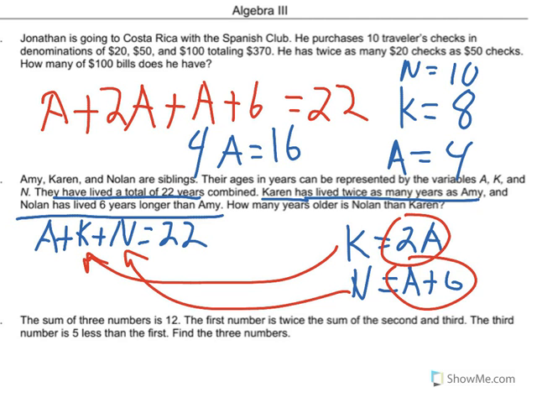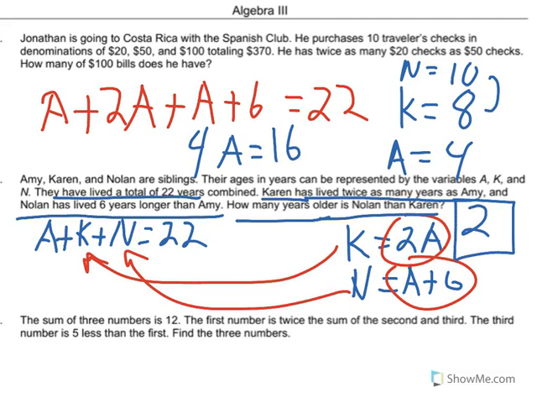Easy enough. Guys, like I said, the hardest part about all these equations is setting it up, reading it through, and figuring out what's saying what. The answer is not even asking for that. It says, how many years older is Nolan than Karen? The answer is 2.